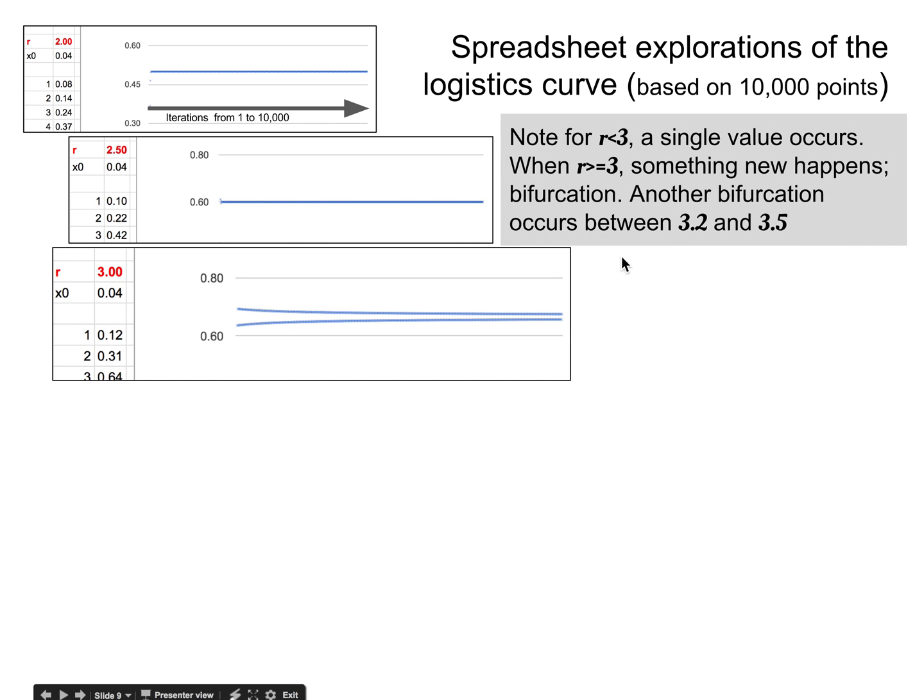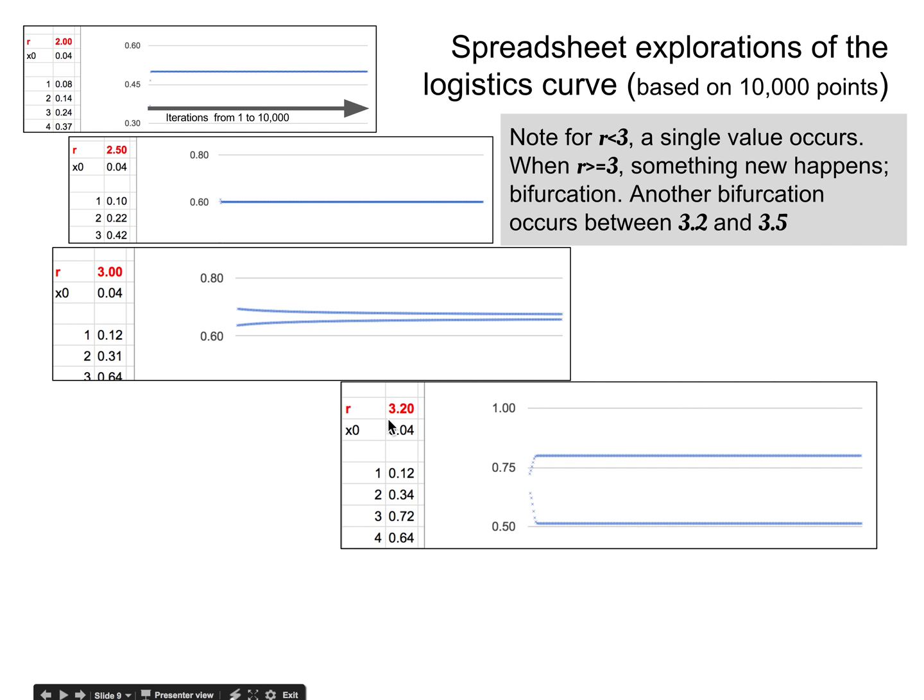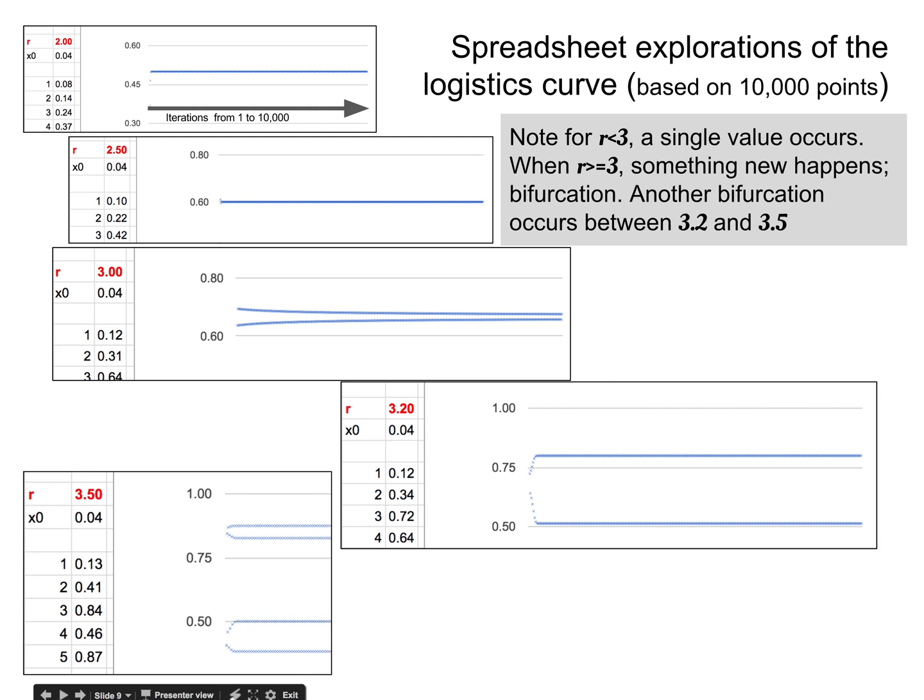And this is just a note repeating what I've been saying. Here's r equal 3.2. Now you still oscillate between 2 values, even if you try it 10,000 times. And here's 3.5, and now we see these 4 values that we saw in the prior slide. So it's pretty easy to set up a spreadsheet. If you contact me, I can send you the one I built.